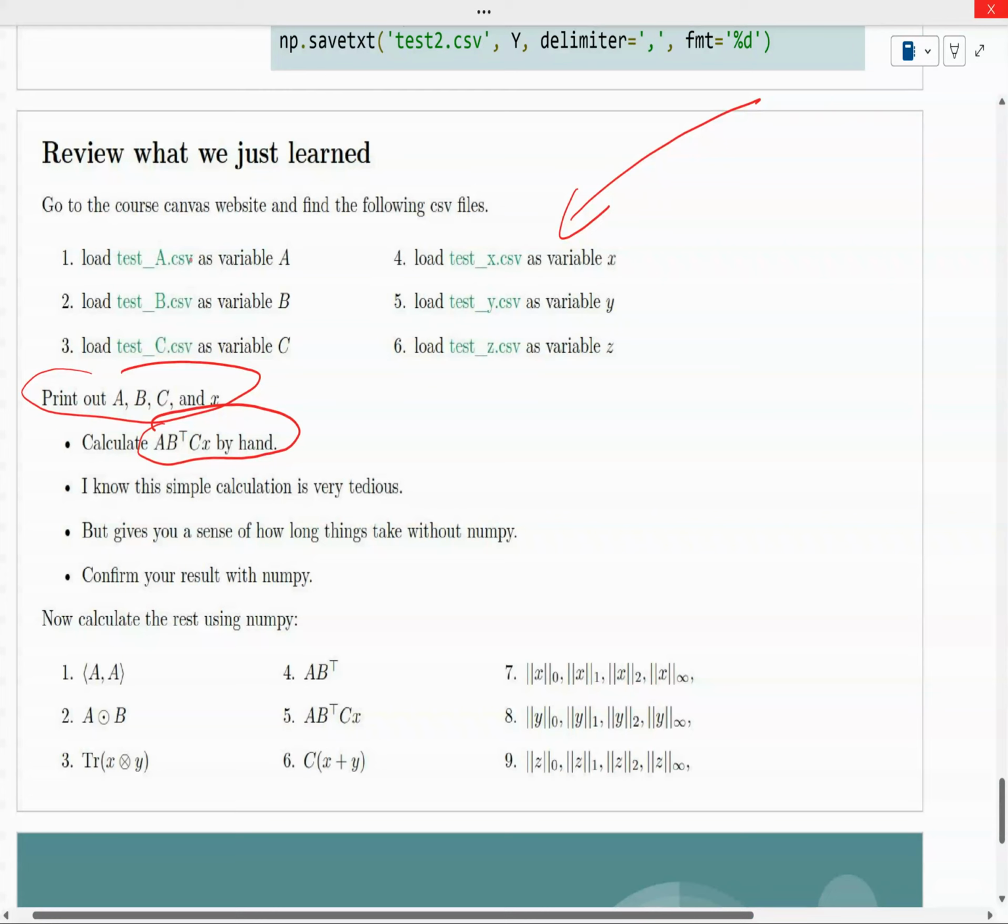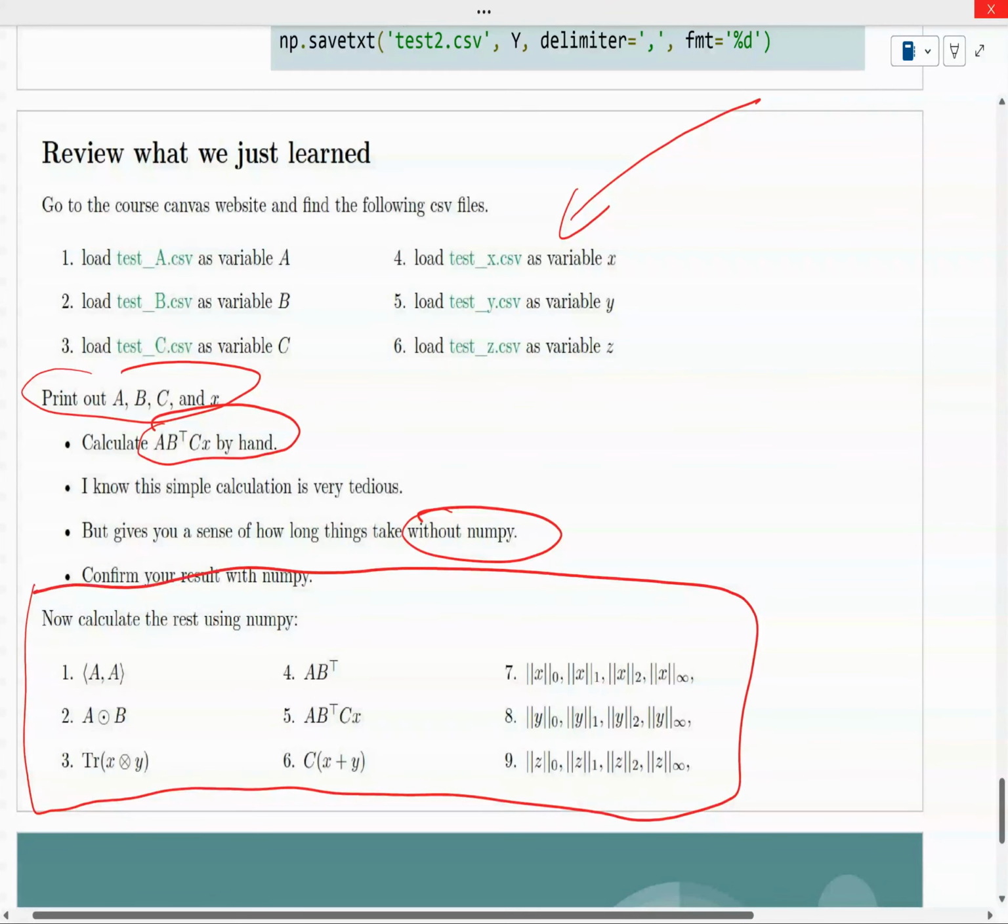Calculating them by hand will be very tedious. And then you want to basically do it in Python. This will give you a sense that calculating by hand is not fun. And once you do it in Python and confirm your result, you'll see how easy it is. Once you do that, now you're ready to calculate the rest.